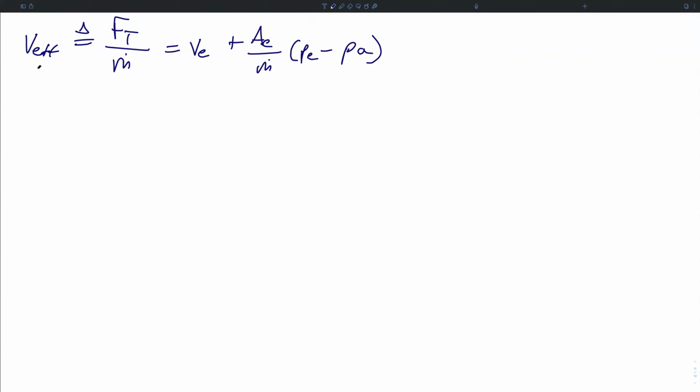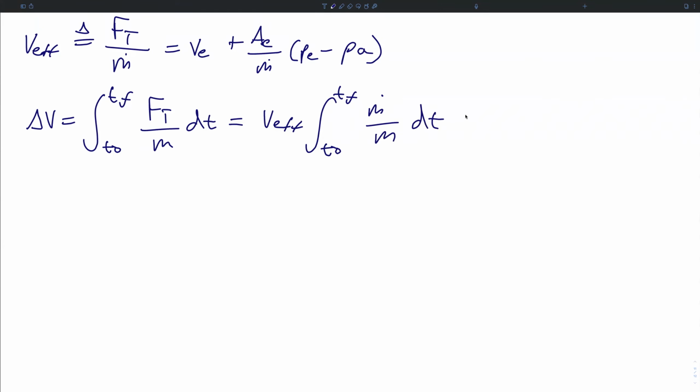If we assume no other forces acting on our rocket other than this thrust force, and that this effective exhaust velocity is constant, we can solve for the delta V generated by the thrust as the integral of the specific force, that thrust force divided by the rocket mass, from a time t naught to a time tf, where this is the full time of your burn. We can rewrite this as the integral of the mass flow rate divided by the mass, all scaled by this effective exhaust velocity, where we're just substituting in this definition into this integral.